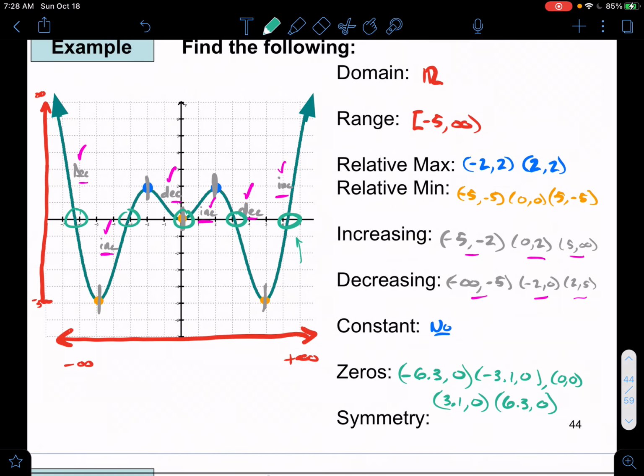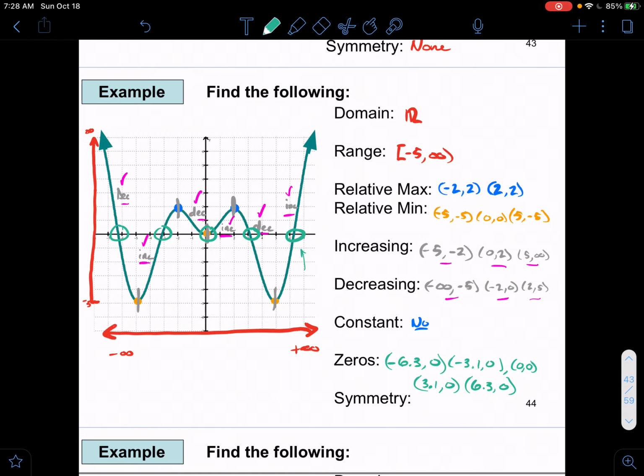Now, looking at this thing, this is the first graph we've seen that actually does have some symmetry, because if we were to fold it across this line, it would in fact hit. Now remember, if it folds across the line and hits, we say that it has even symmetry.